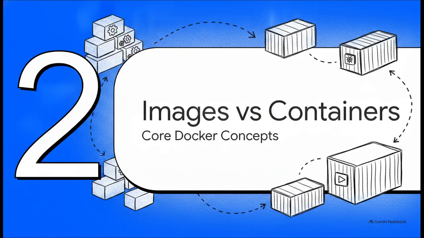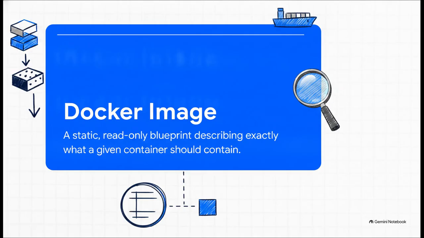Moving on to part two, images versus containers. If we want to truly master Docker, we absolutely have to get the difference between these two core concepts straight, right out of the gate. Let's start with the image. A Docker image is basically a static, read-only blueprint. It tells the system exactly what a container should actually hold.